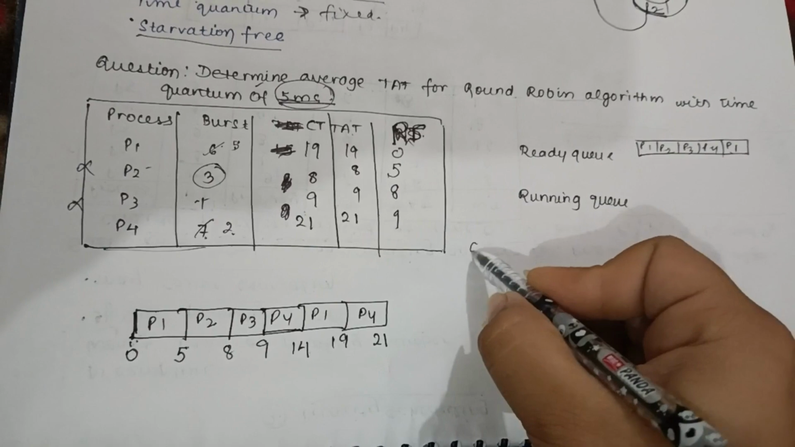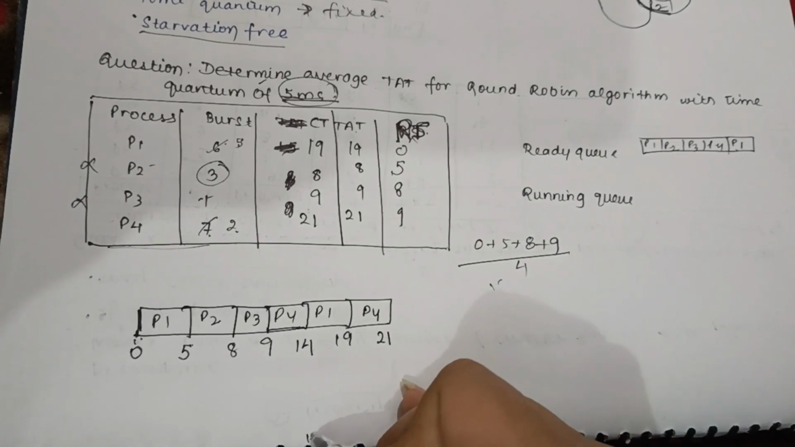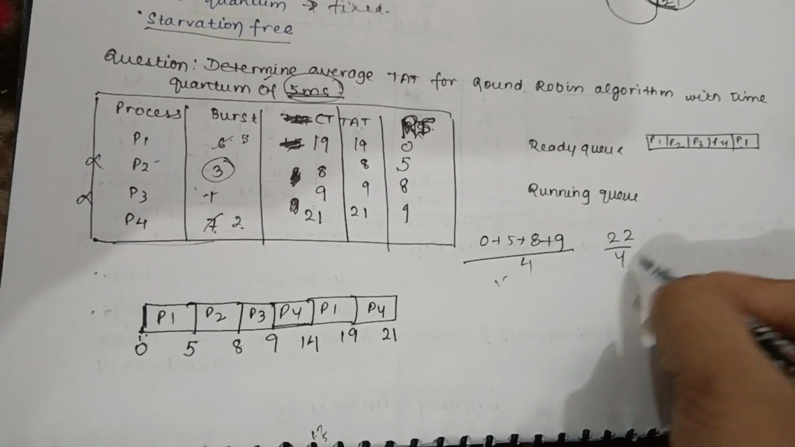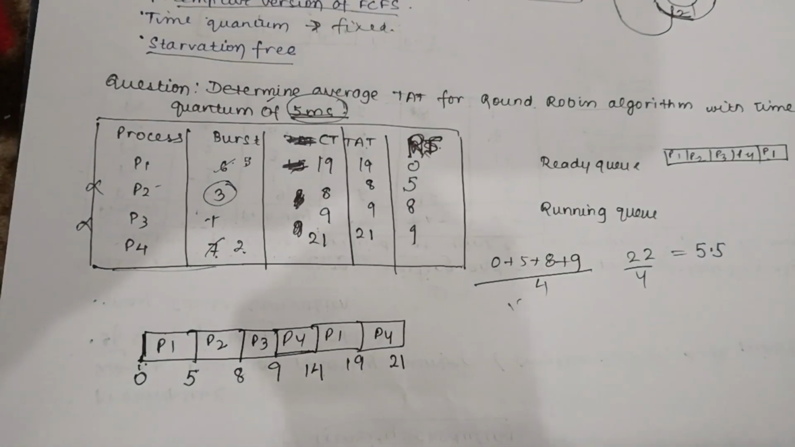So what's the average? 0 plus 5 plus 8 plus 9 is 22, divided by 4. 4 5s are 20. We have 5.5 as the average response time.